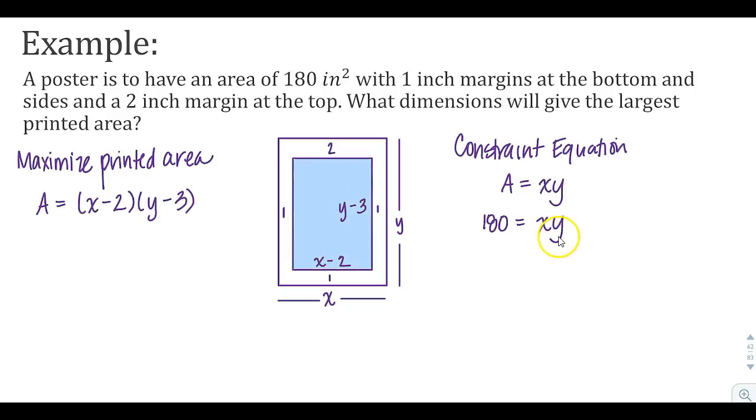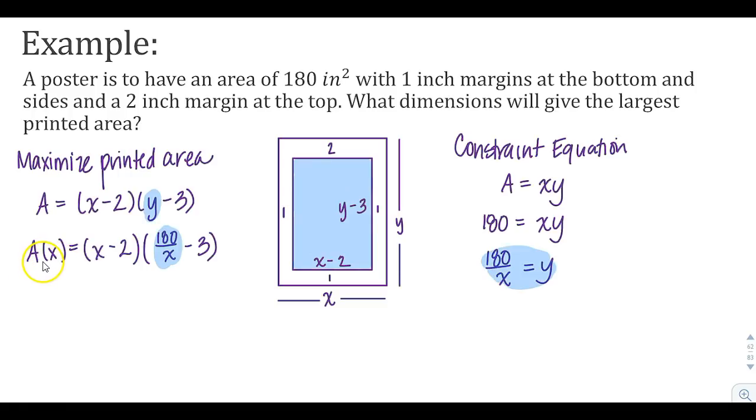So I'm going to solve the constraint equation for the variable y. I'm going to divide both sides by x to get y equals 180 over x, and then I'm going to substitute that in over here to the y variable. So now notice that A is a function of just x. I have x minus 2 times 180 over x minus 3, and I want to take the derivative, but first I'm going to distribute this out to make it easier to take the derivative of.